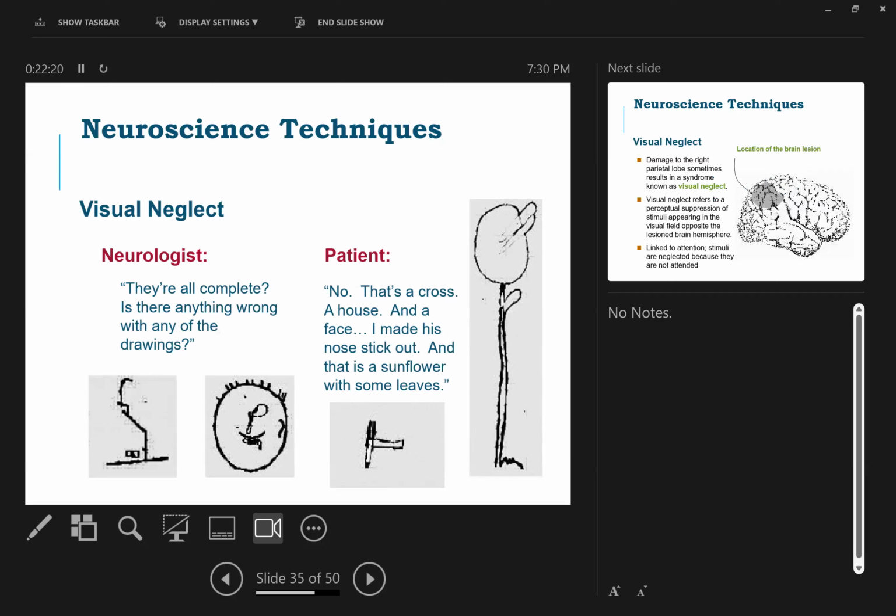So in a way, it's not blindness, right? If you did not see part of the world, but you knew that you're not seeing a part of the world, that's blindness. But if you are not even aware that you're not seeing part of the world, then that's neglect. That's why it's called visual neglect.